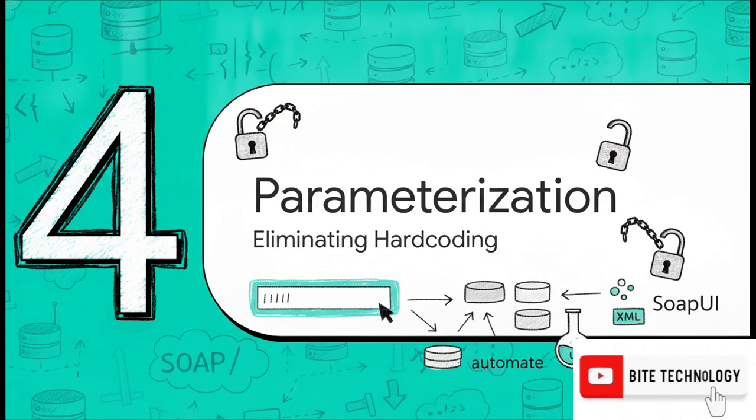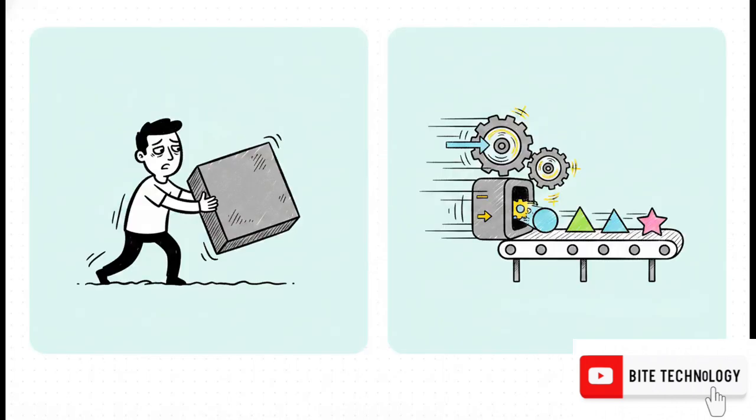Finally, let's talk about scaling via parameterization. We can test an API and we can validate it, but to truly automate this and make it powerful, we have to eliminate hard-coded data. Look, if you hard-code a test, meaning you manually type the name John Doe and ID 123 directly into your XML request, you can only run that test once before you have to go back, manually delete the data, and type something new. It is incredibly tedious.